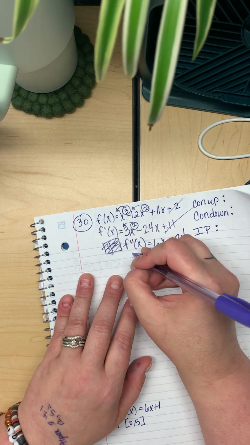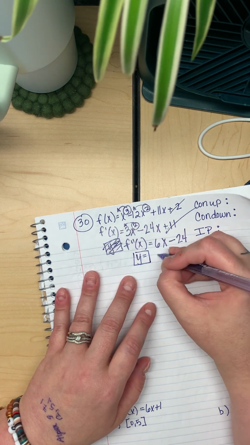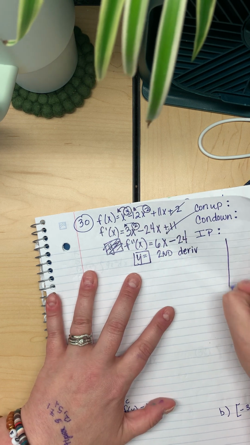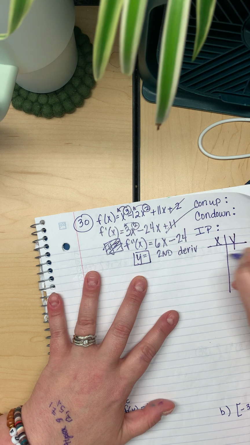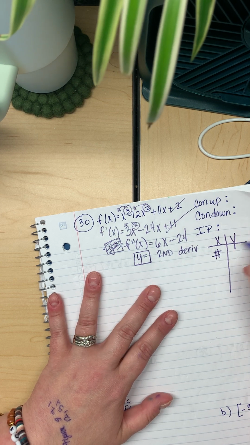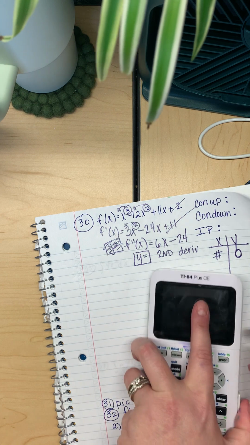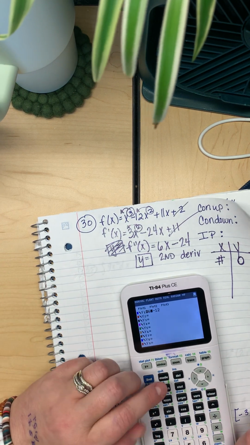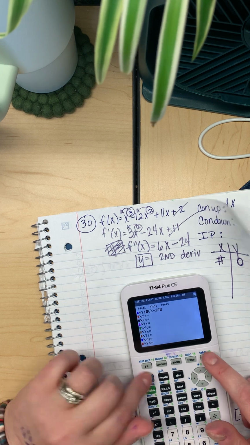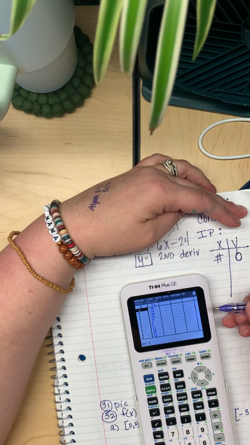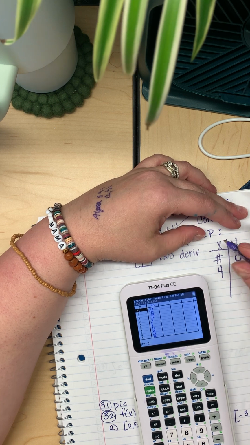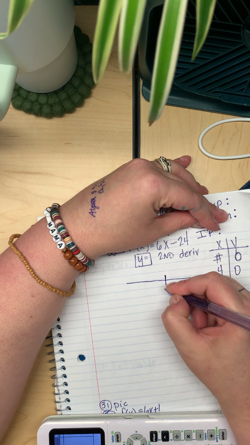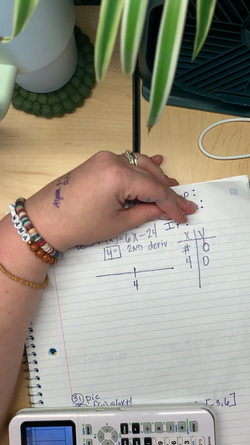Now, for concave up and down, we're going to put the second derivative into y equals. And we're going to look for when there's a number with a 0 across from it. So let's put this second derivative in y equals. Go to your t-chart. I see a 4 with a 0 across from it. So that's the number that's going to go on my number line and probably be my inflection point.